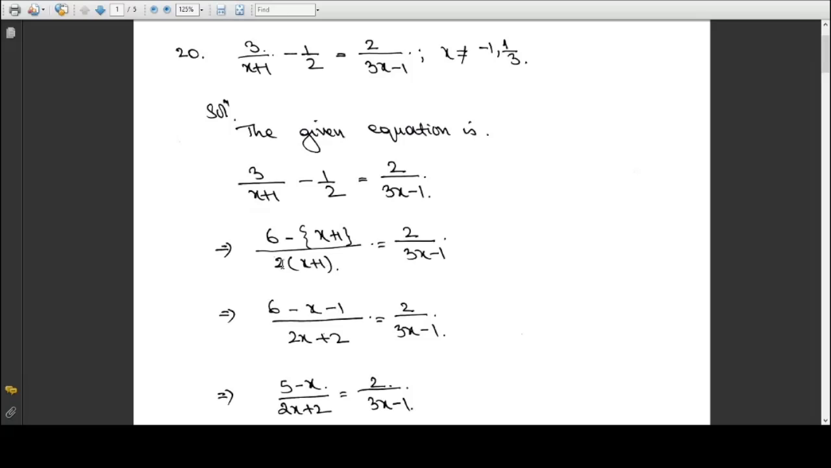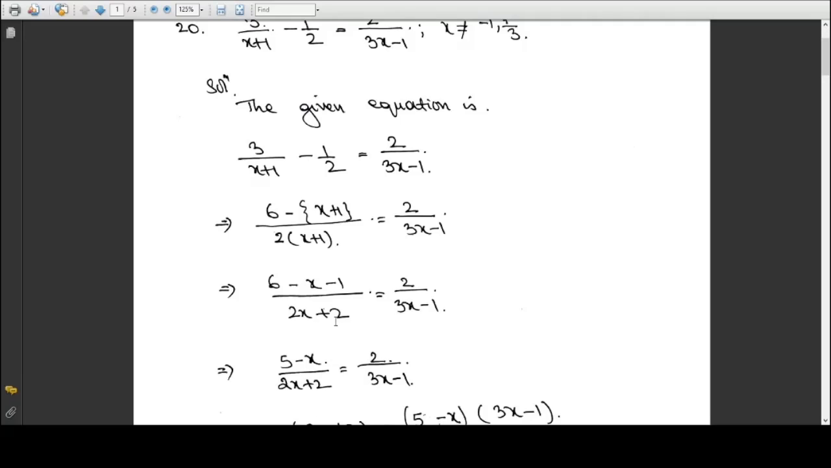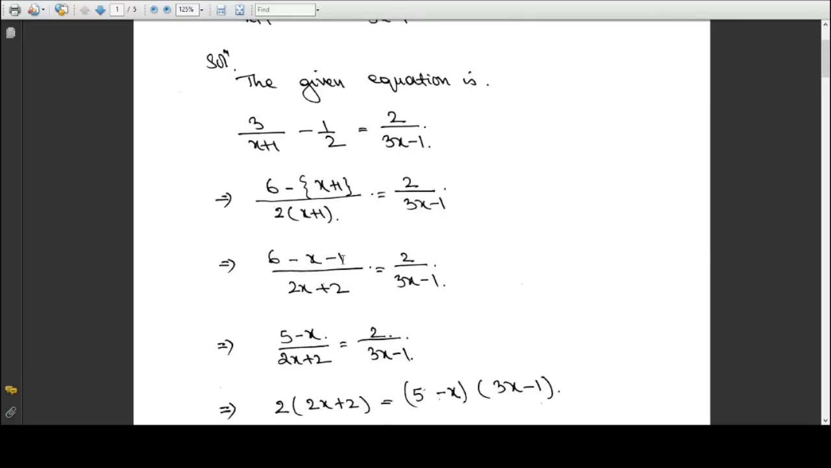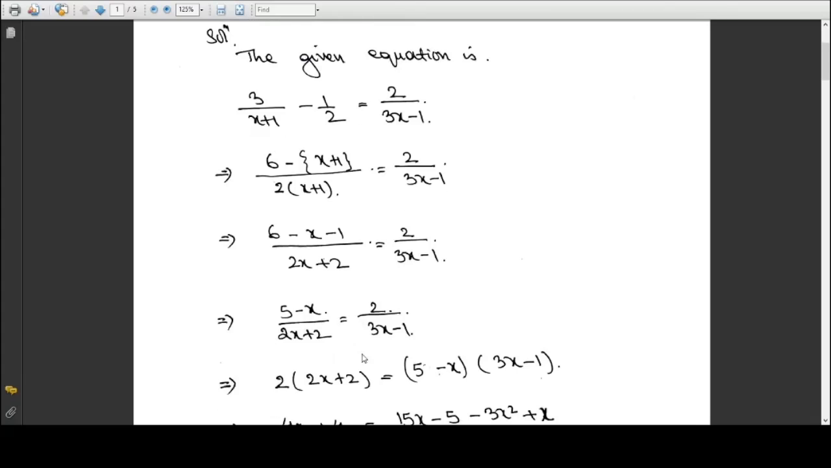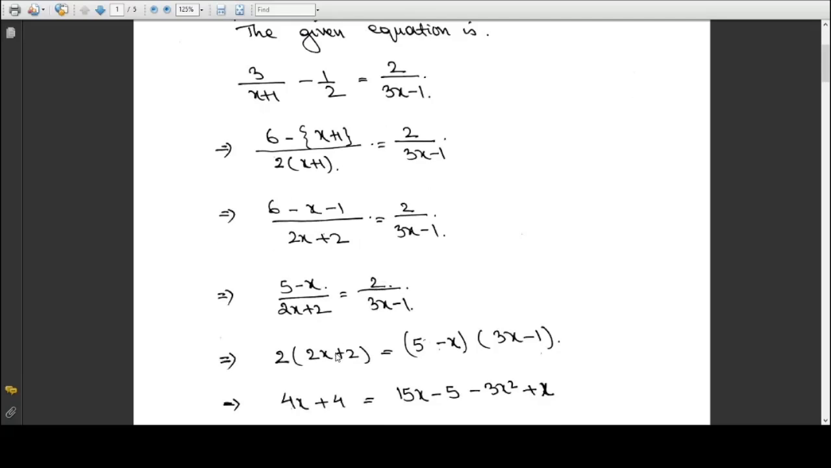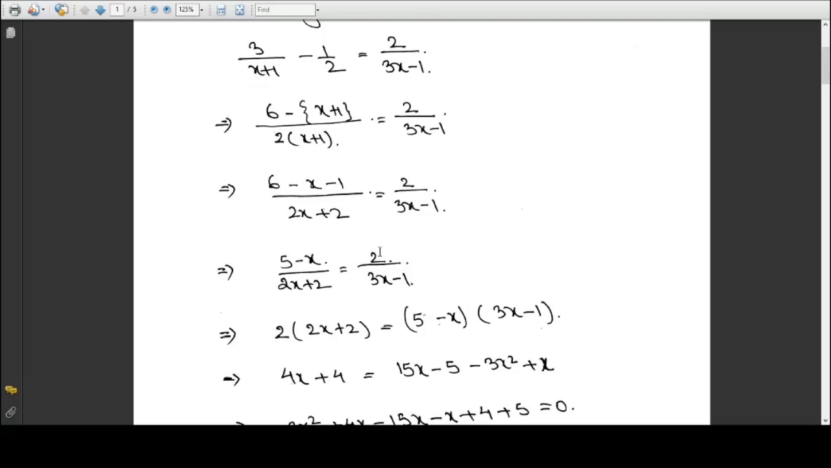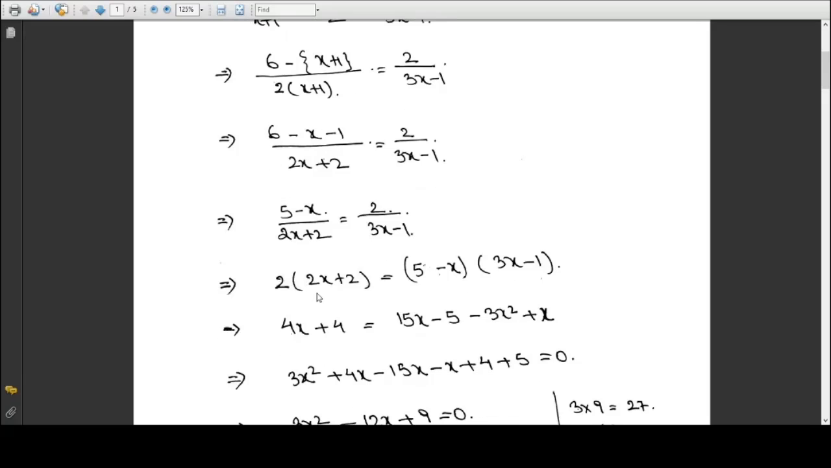Again, in the denominator also you multiply: 2 multiply x is 2x, 2 multiply 1 is 2. Now 6 minus 1 is how much? 5 minus x by 2x plus 2 equals 2 by 3x minus 1. Next step, you will do the cross multiplication: 2 multiply with 2x plus 2, and 5 minus x multiply with 3x minus 1.